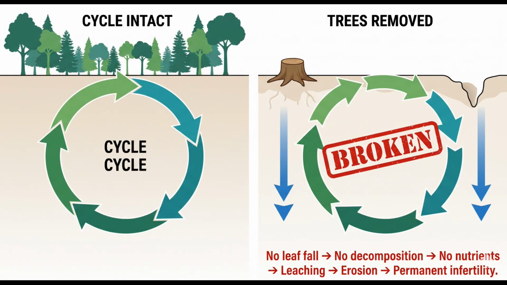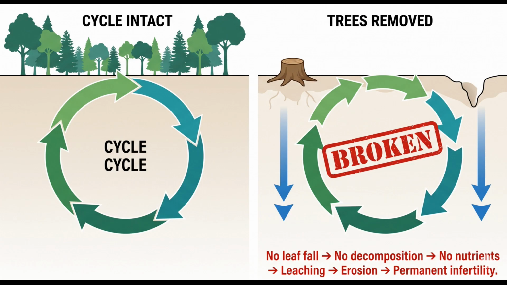Now the critical question, what happens when you remove the trees? Step 1 of the cycle, leaf fall, stops. No leaf fall means decomposers have nothing to break down. No decomposition means no nutrients are released into the soil. The nutrient input to the cycle stops completely.